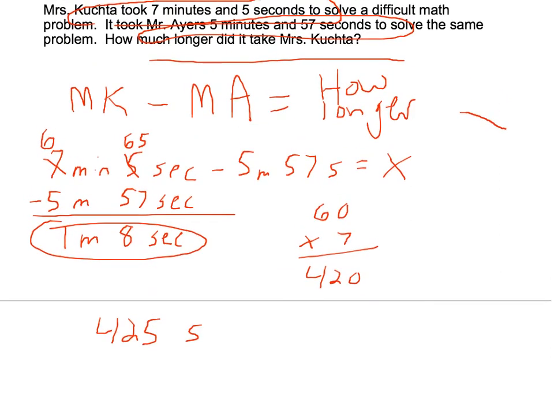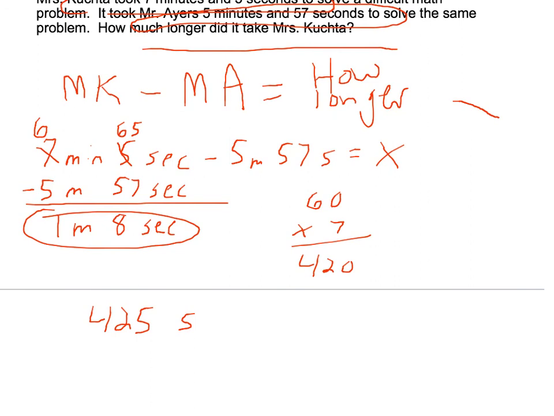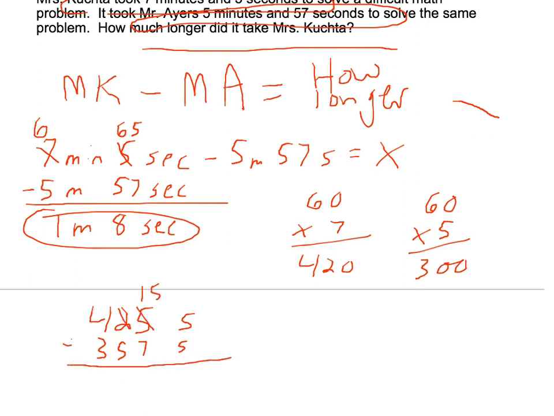It took Mr. Ayers 5 minutes and 57 seconds. Let's figure out how many seconds 5 minutes is. 60 times 5 is 300. So it took Mr. Ayers 300 seconds for 5 minutes plus another 57, so that's 357 seconds. Then we could just subtract those and see what we get. So that's 15, this would become 11, so we're going to borrow from this. That gives me 8 and 6. That's 68 seconds. Well, 68 seconds is the same as 1 minute and 8 seconds. So it took Mrs. Kukta 1 minute and 8 seconds longer than Mr. Ayers to solve that problem.